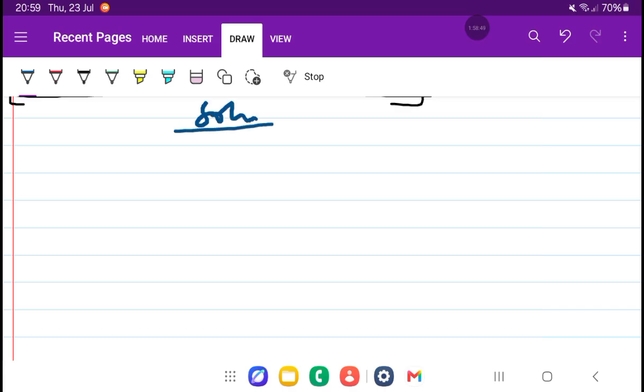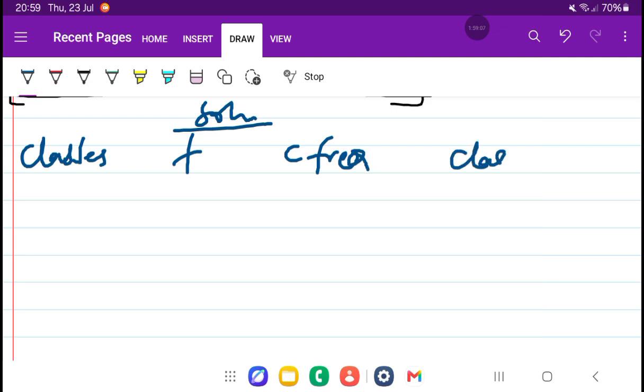We said we need classes. The second thing that we need is frequency, that I'm going to call F. The other thing, we need cumulative frequency. I'm going to abbreviate it like that. Then I need the class boundary. Those are the only things that I need.